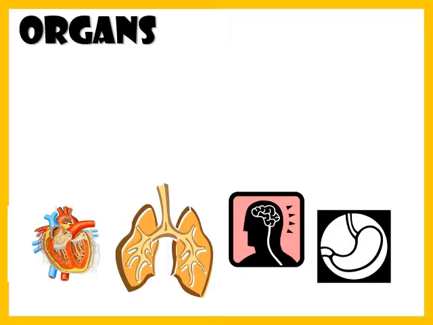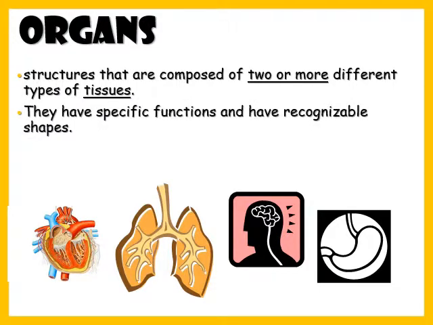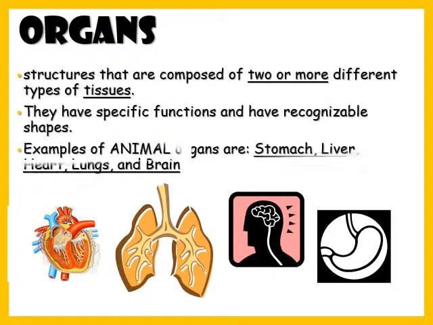That brings us to organs. The definition of an organ would be structures that are composed of 2 or more different types of tissues. And they generally have specific functions and recognizable shapes. You guys are probably familiar with some of your animal organs, things that are inside of you, like your stomach, your liver, your heart, your lungs, your brain. Those are all organs, right? They're tissues that are working together to perform one job or one function. You will learn more about these as we get into each system that we study.